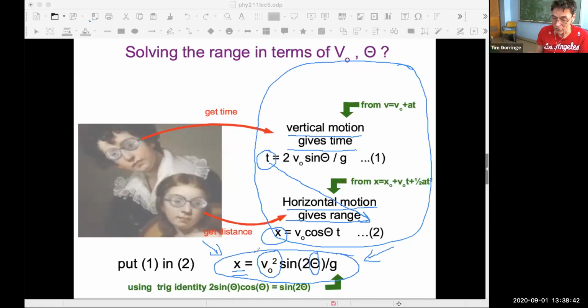We don't need to go through the details right now of the derivation, but just get the fact that the derivation is based on these two guys with their horizontal and vertical glasses, seeing the horizontal and vertical motion, the vertical motion telling you the time the cannonball's in the air, the horizontal motion then telling you the range because you know the time. So that's a masterpiece of understanding projectile motion that gives this simple equation here.